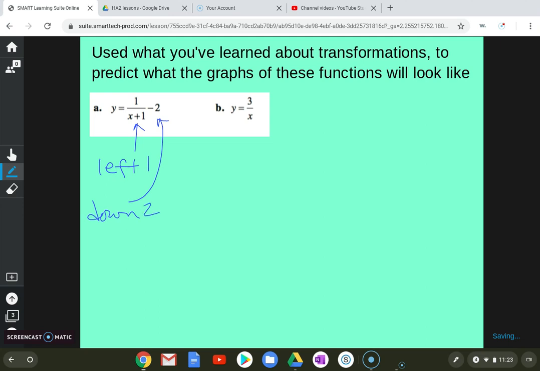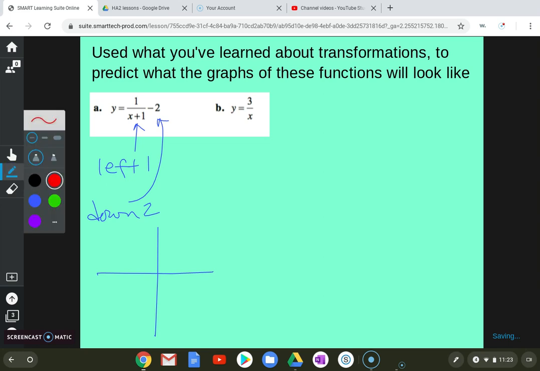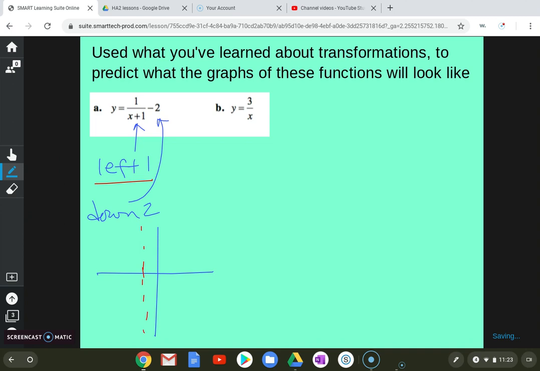So if we sketch our graph, always start with the asymptotes. Typically, the vertical asymptote is at x equals 0, but it's been shifted left 1. So now our asymptote is over here at x equals negative 1. Our horizontal asymptote is normally at y equals 0, but it's been shifted down 2. So now we have a horizontal asymptote down there. Your graph has the exact same shape, just new location. So you end up with something like that.